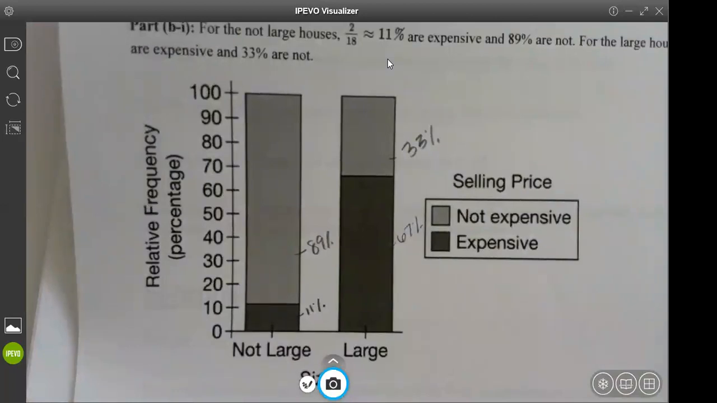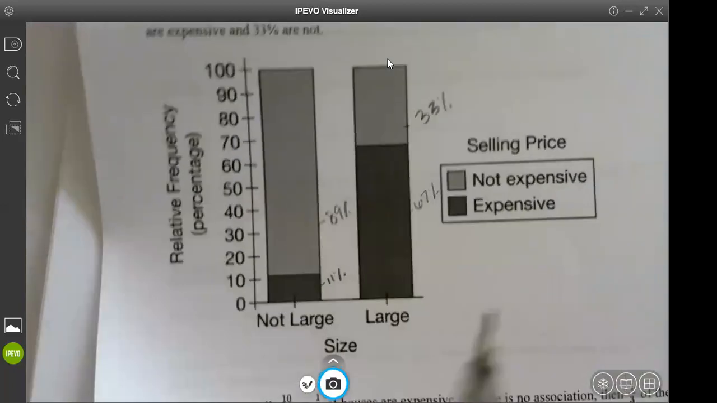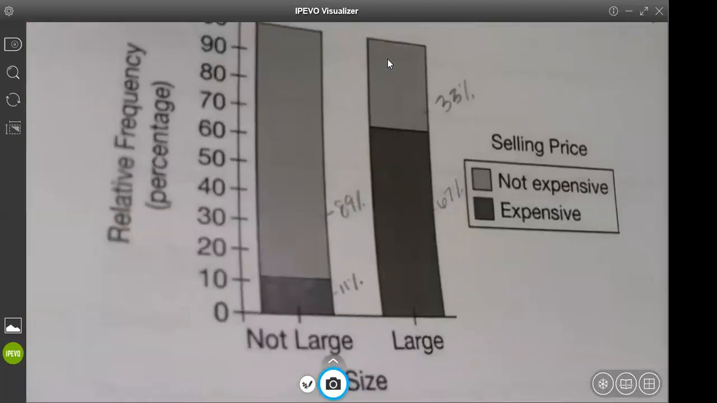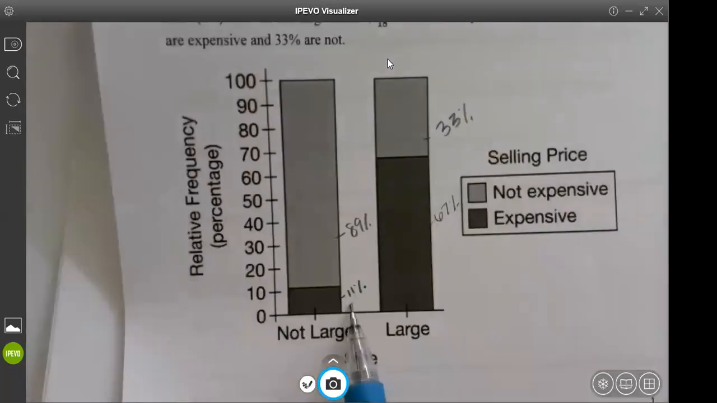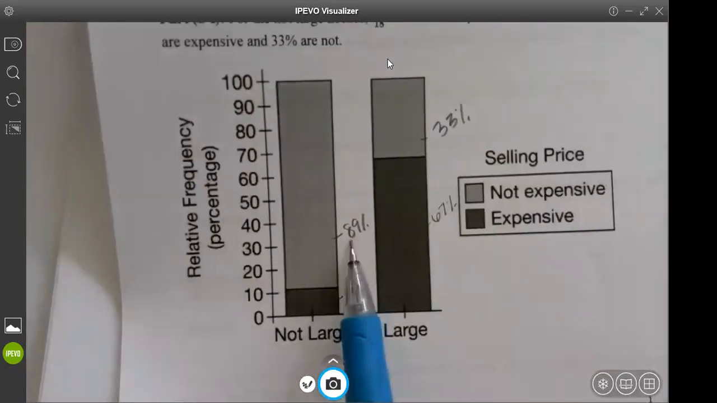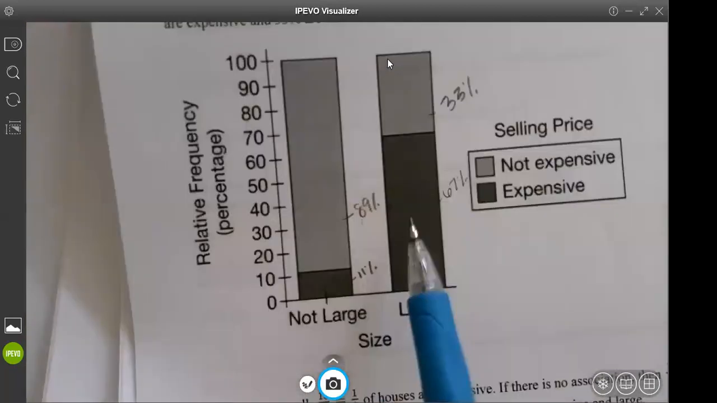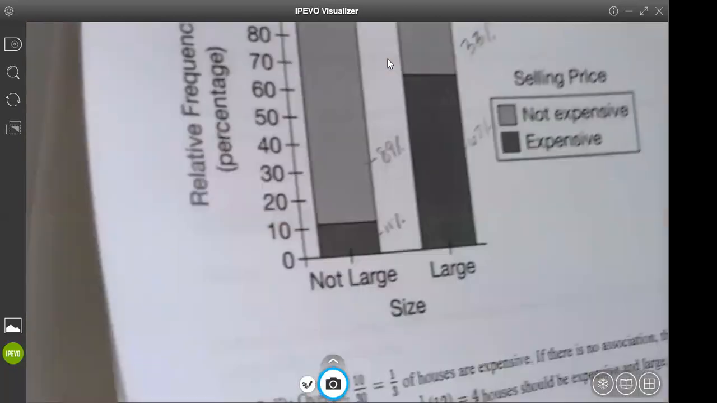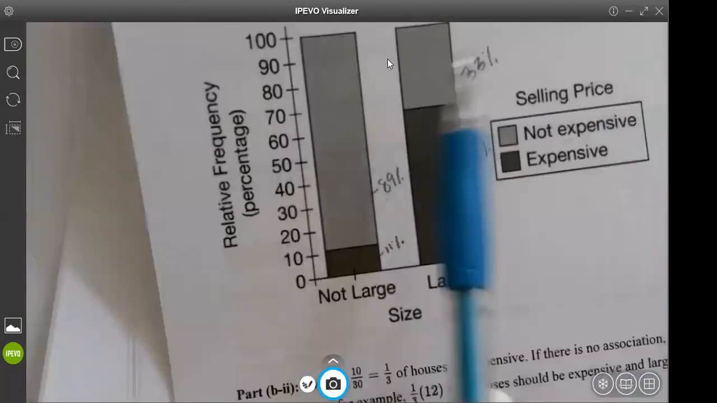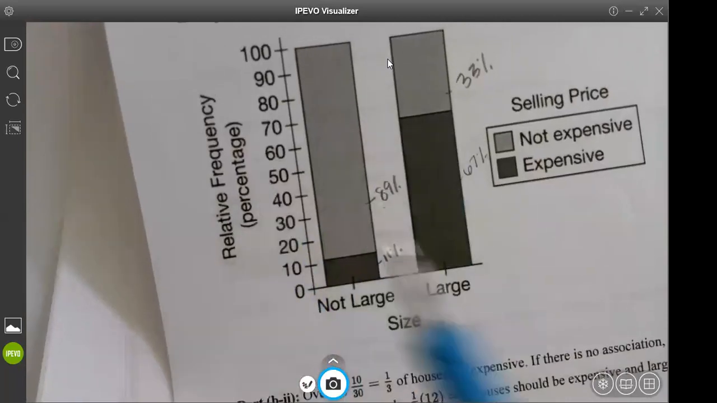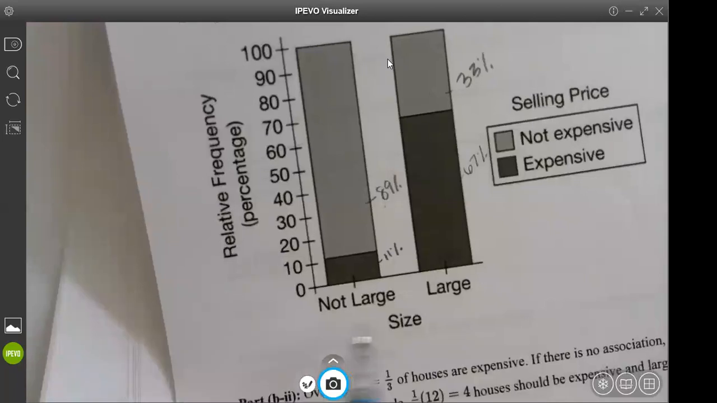They started with not large, and your not large was 2 out of 18 and 16 out of 18. So 2 out of 18 will be your 11%, and then your 89% is the other one. So they both should be out of 100 because there's 100%. And then same thing on this one. You had 8 out of 12, which will be your 67%, and then 4 out of 12, which will be your 33%. It doesn't matter, you could have stacked them the opposite way, so the darker ones could have been on top. It doesn't matter, just as long as you label everything and make a key.